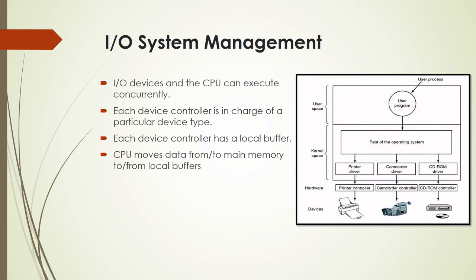Now the CPU moves data. The CPU will move the data from the main memory to the buffer. Suppose the user wants to print something. The application program he is using, for example Notepad, will be given the print command. The data or the text that is there in the Notepad will be sent to the operating system, then to the printer driver, and then to the buffer.